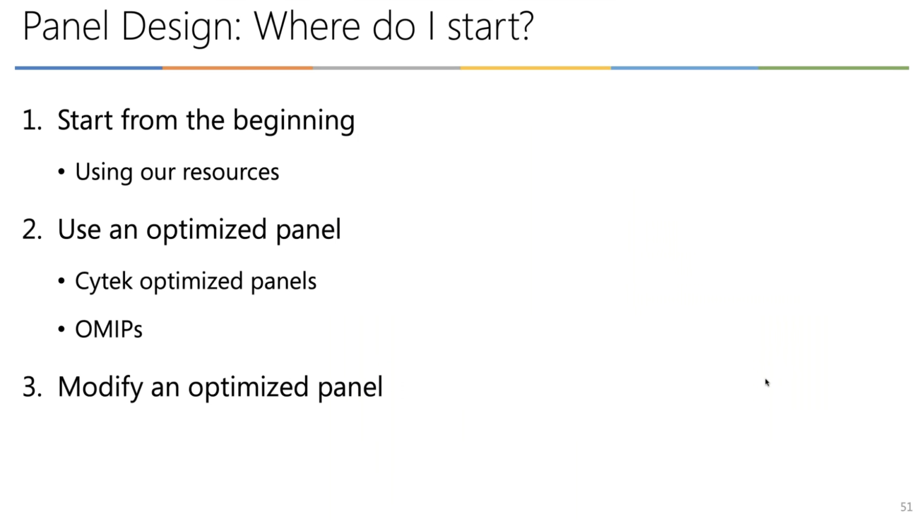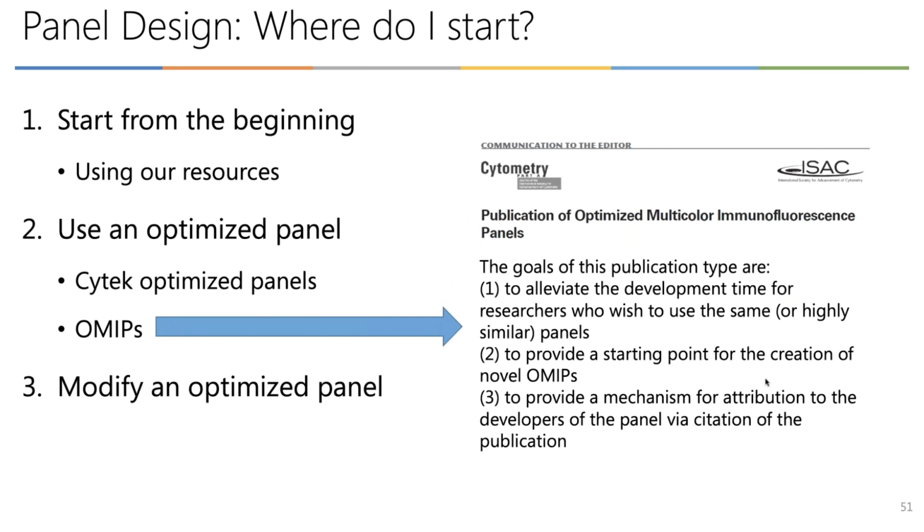Use the resources. Again, we have panels that have been optimized. We have the OMIP papers that are amazing and are a great place to start. But we all know that you want to modify panels. We all know that you have your specific interest. And so that's when, if we work with you, we will be able to get the most out of your assay.